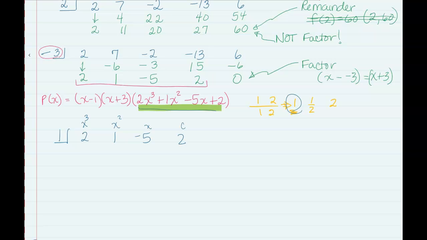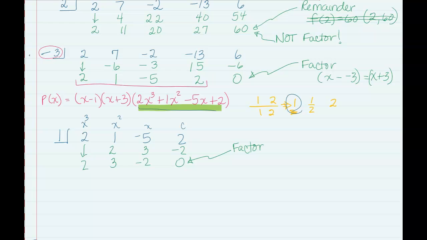So I'm going to try a 1, put my work in green, get a 2, multiply, I get 2, I add, I get 3, multiply, I get 3, I add, I get negative 2, 1 times a negative 2 is a negative 2, when I add, I get 0. Aha! Again, the remainder is 0, which means this is a factor.